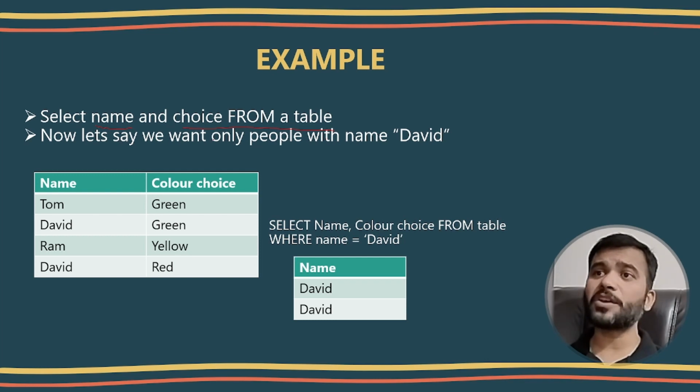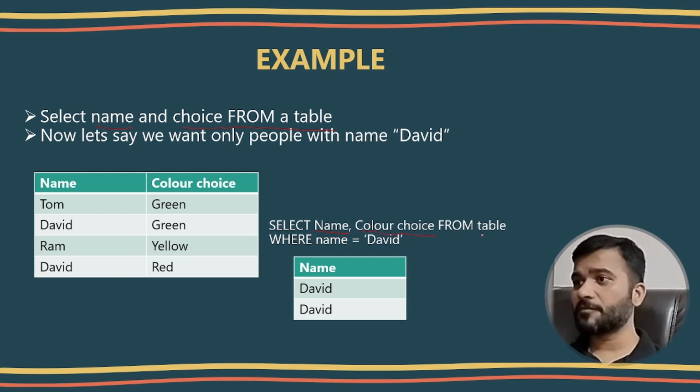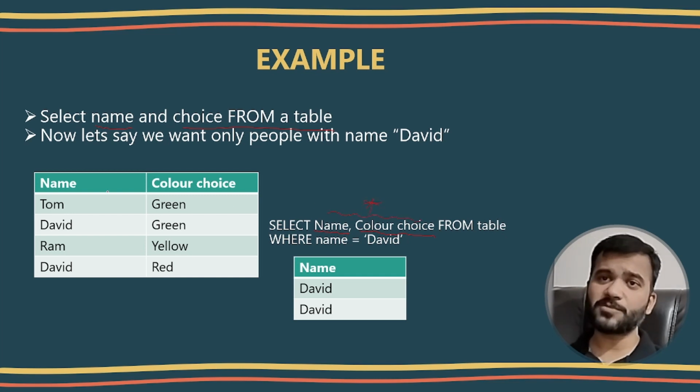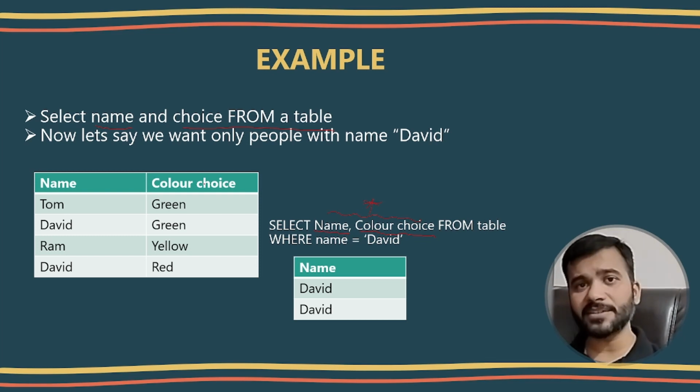Now let's say we want only people with the name of David. What are we going to do? We will write something like this: select, then we want only name. So we have to specify our column name here. If you want name and the color choice both, then we have to specify name, comma, color choice from. Instead of both, you can also mention only the star symbol. Because we have only 2 rows, it will return 2 rows.